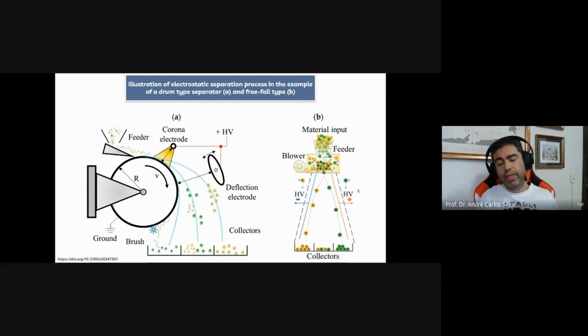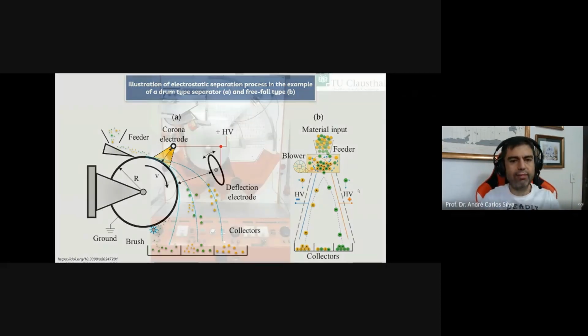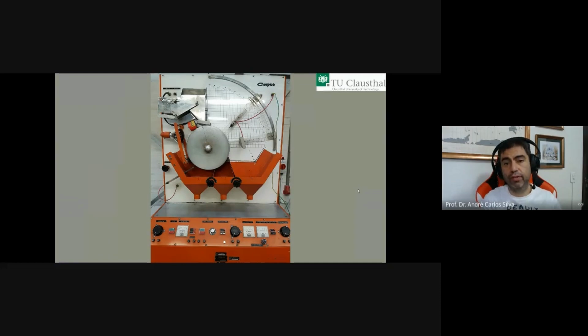Another thing that we can do is use a free fall type of electrostatic separator. In this case, I just let the material go from the top to the bottom by free fall, and I have charged plates around it. So if material migrates from the center to the plates, then I can separate the positive from the negative ones. Okay, also a possibility. And this is the standard machine that we use in our lab.